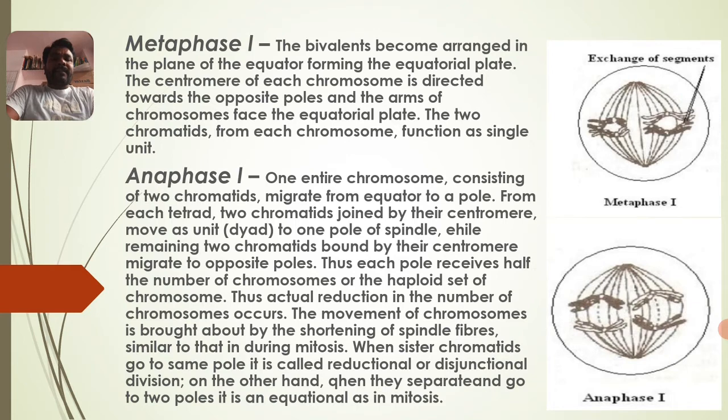When sister chromatids go to the same pole, it is called reductional or disjunctional division. On the other hand, when they are separated and go to two poles, it is equatorial, as in mitosis. As in mitosis, the same thing happens here, but in mitosis the centromere divides, whereas here the centromere does not divide. Without centromere division, half the number of chromosomes move towards the opposite pole.